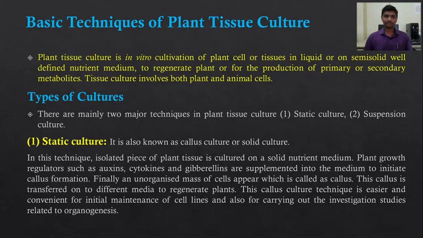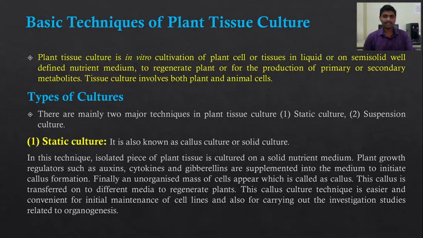So here the explant is induced to form callus. For this, plant growth regulators like auxins, cytokinins and gibberellins are added into the nutrient medium. As a result, finally an unorganized mass of cells appears, which is called the callus. This callus is transferred onto different media to regenerate the plant. Callus is an unorganized, undifferentiated mass of cells, so the callus is induced to regenerate the other parts of the plant.